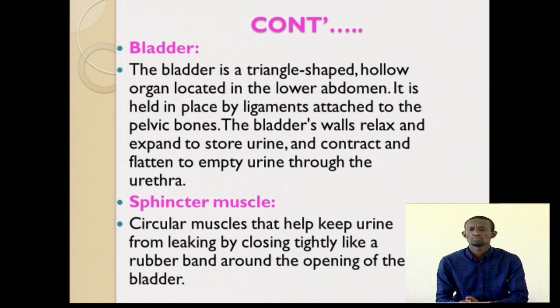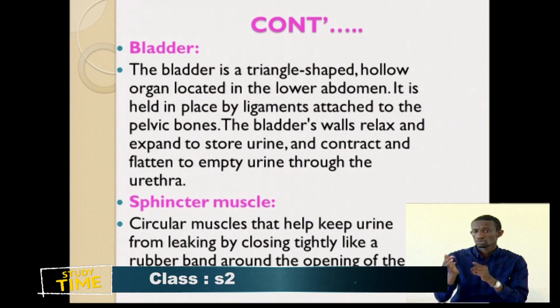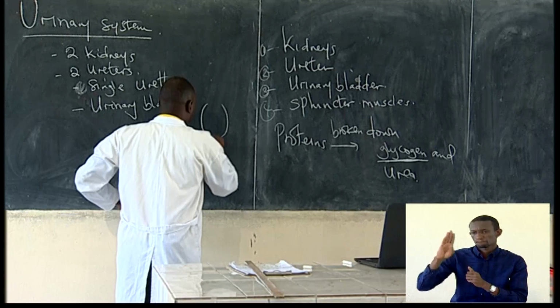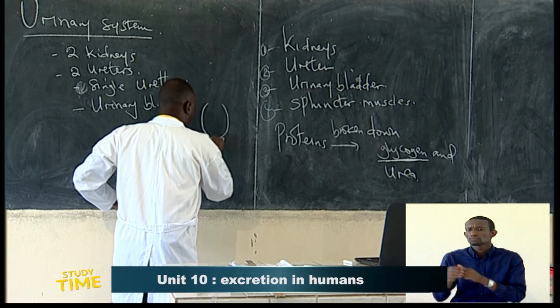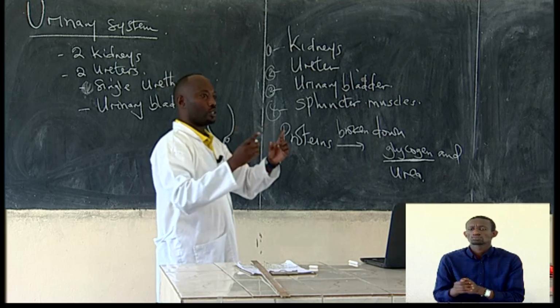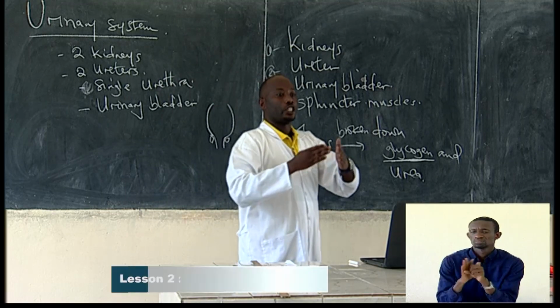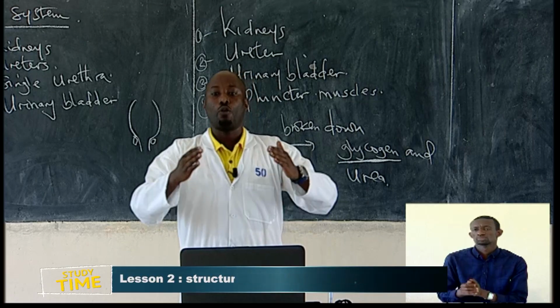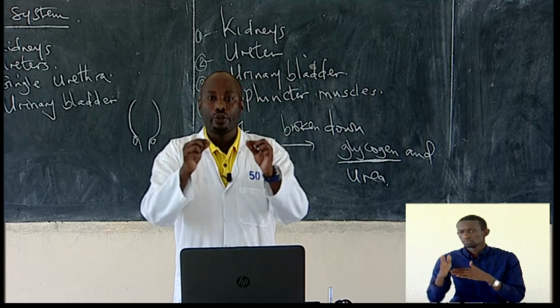If I try to draw it very quickly, this is the urinary bladder, and below the urinary bladder we have these two muscles which are called the sphincter muscles. These sphincter muscles are very important to prevent the leaking of urine by closing tightly like a rubber band around the opening of the bladder, so the urine will not be leaking.